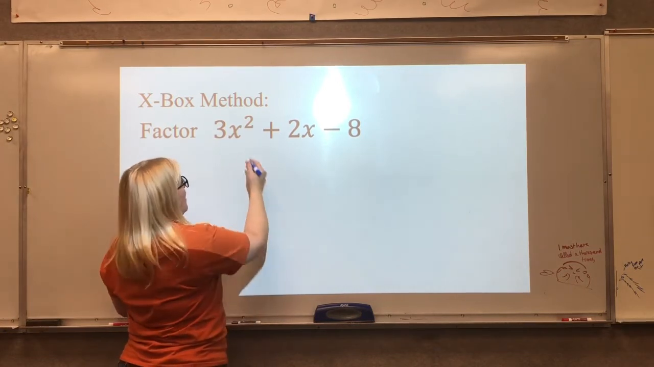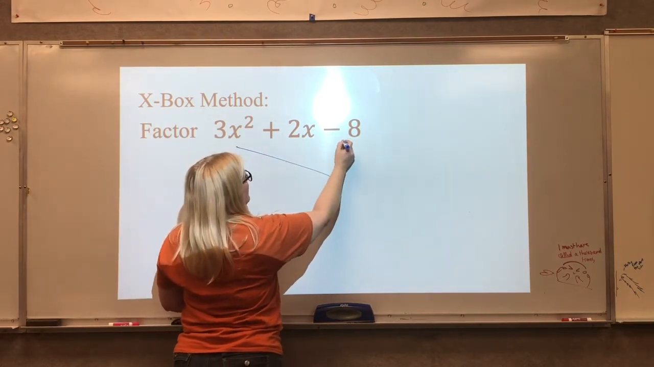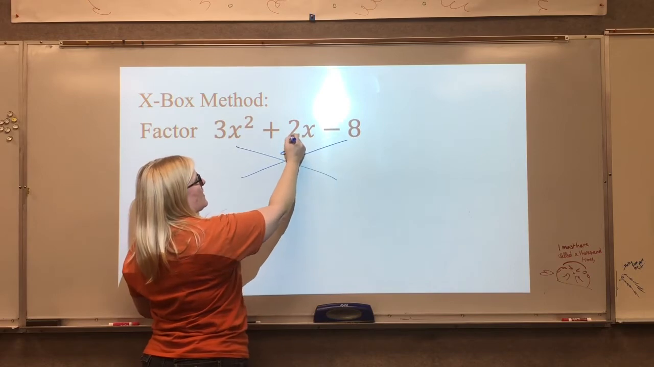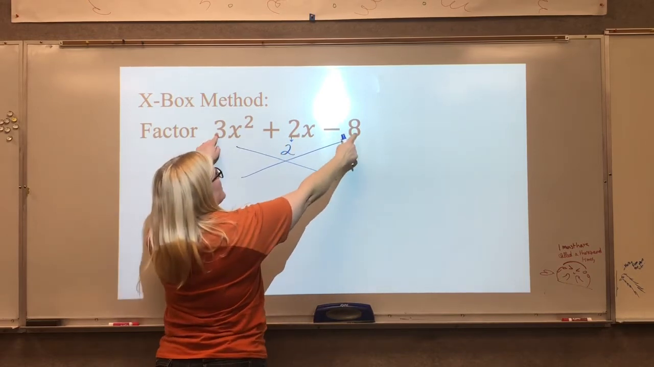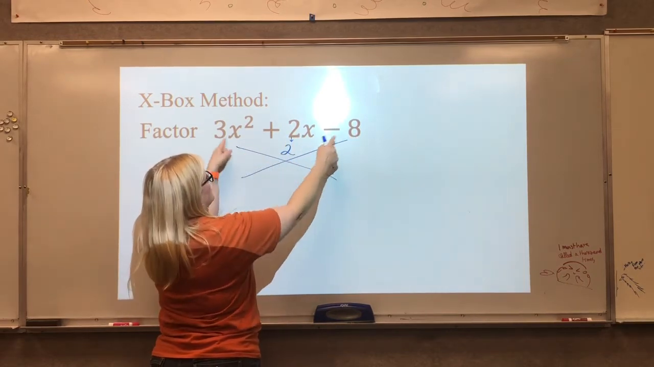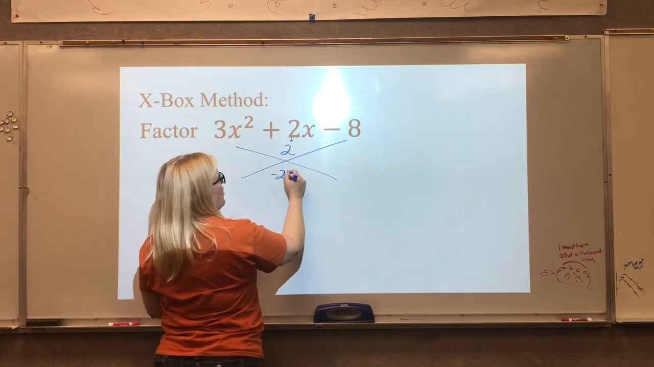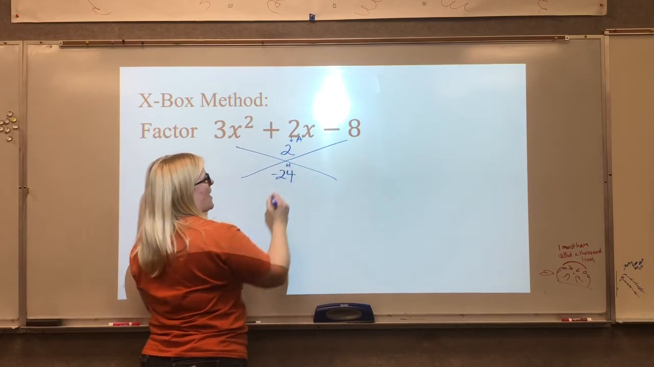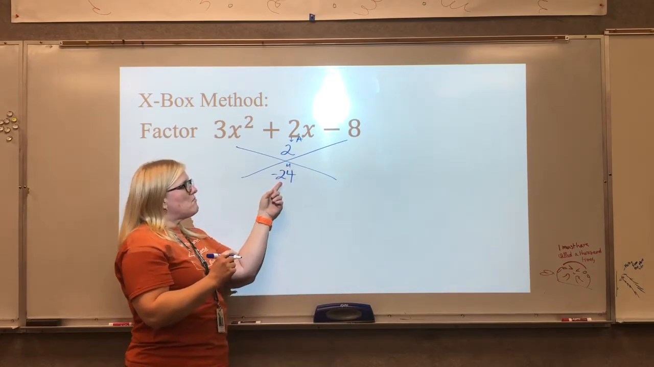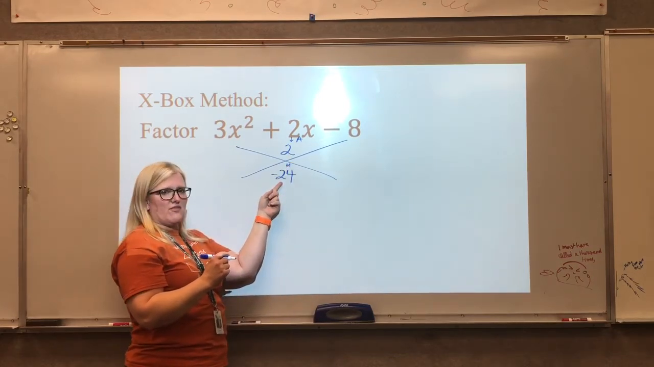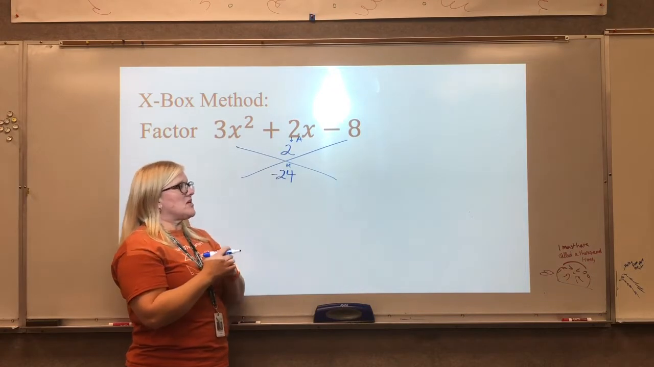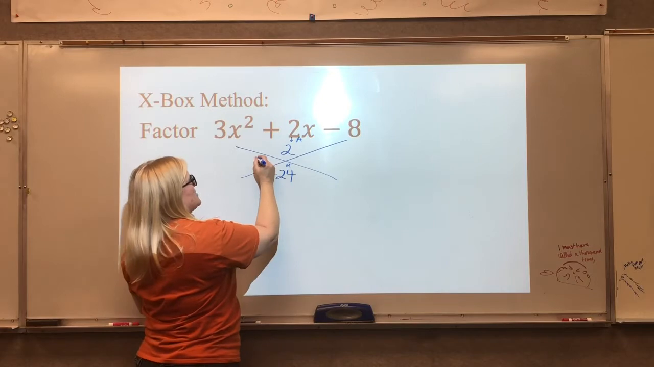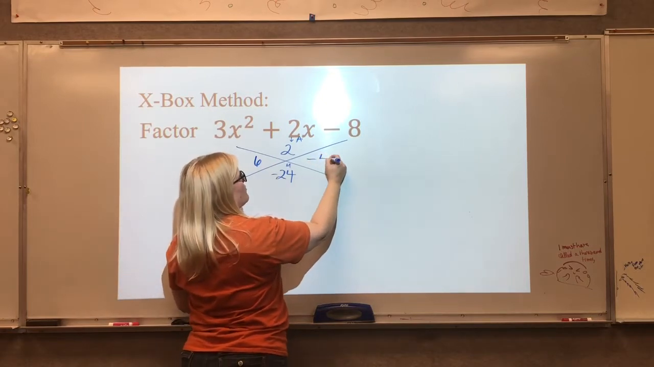Okay. All right, so I draw my X. I drop down the 2, that just drops down. These two come down and they multiply to give me negative 24. And remember, this is the one that I look to add. This is my multiply. So what multiplies to give me negative 24 and adds to give me 2? Okay, it is 6 and negative 4.